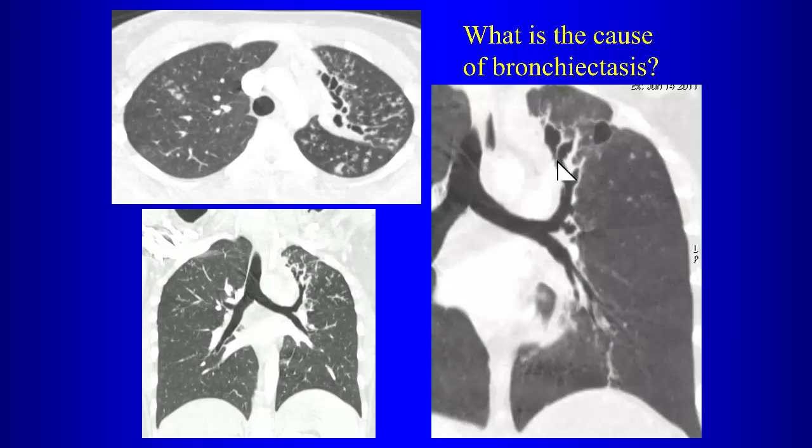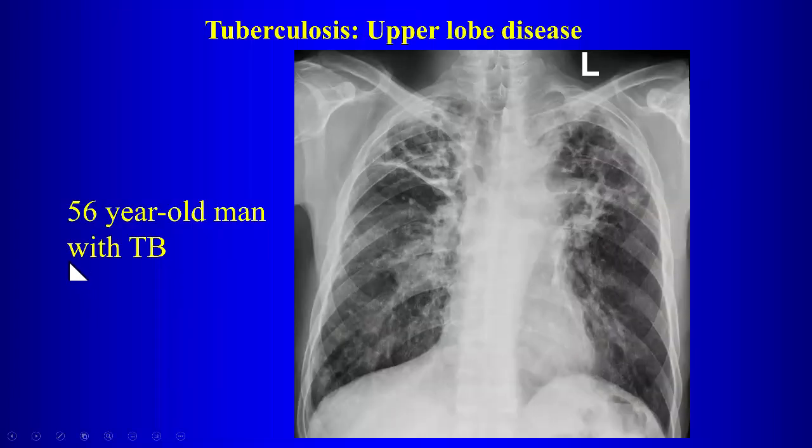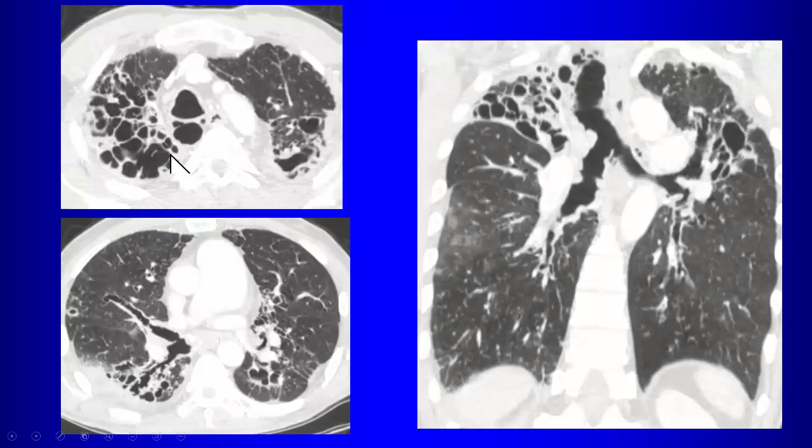So the bronchiectasis and also a cystic area here. So the bronchiectasis in this case is from tuberculosis in this patient. It's a 21-year-old woman with tuberculosis, right? So we know tuberculosis gives us upper lobe disease. These cystic areas that we see, often we read these as cavities on chest radiographs, but many times these are regions of bronchiectasis, especially if they're cylindrical.